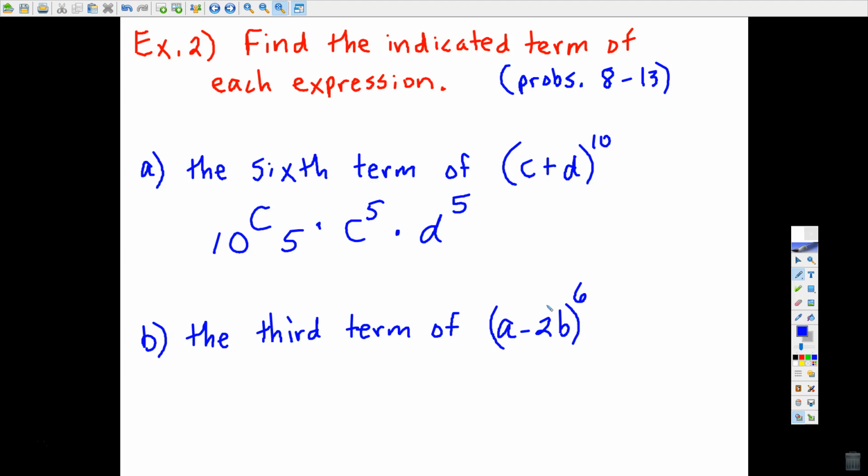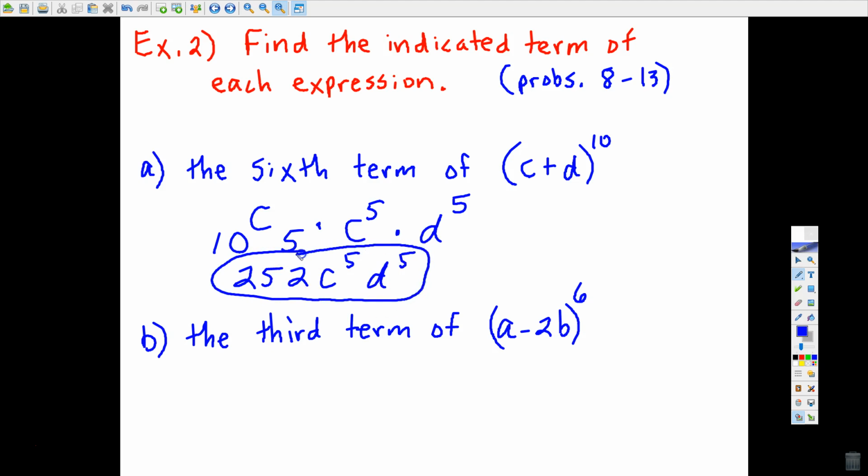Here's something else that's true. These exponents always add up to this number. If they don't, something's wrong. 5 plus 5 equals 10. Okay, now we just need to calculate 10C5. So get your calculator, 10 nCr 5. Zach, got it? 252. C to the 5th, D to the 5th. That's our answer for the 6th term.